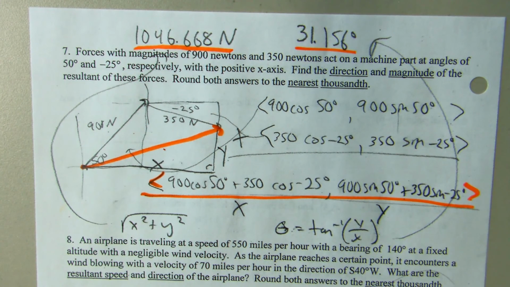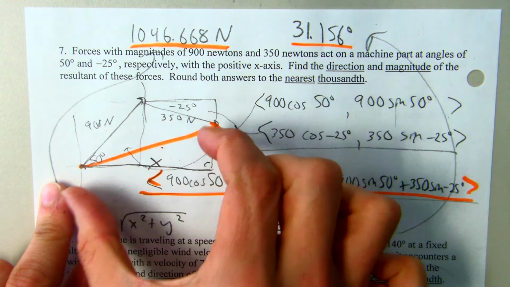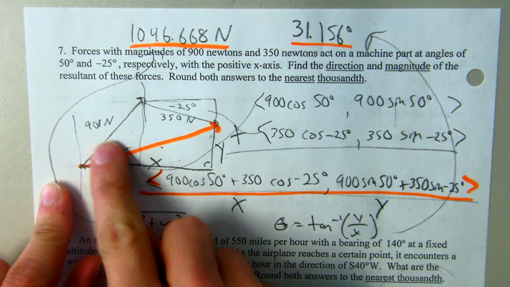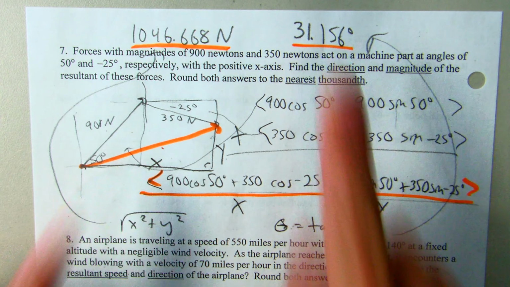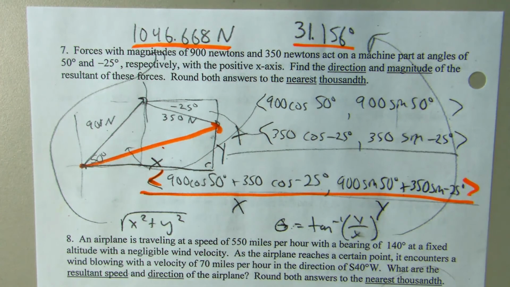And of course, make sure that your numbers make sense. This was 900, and this is 350. That makes sense that that could be about 1,046. If this was 50 and you're bringing it down a bit, 31 makes sense. Your pictures aren't great, but they should give you an idea if your numbers are in the right ballpark.